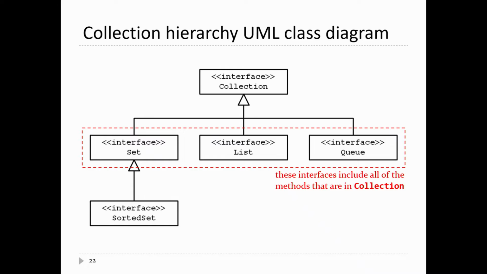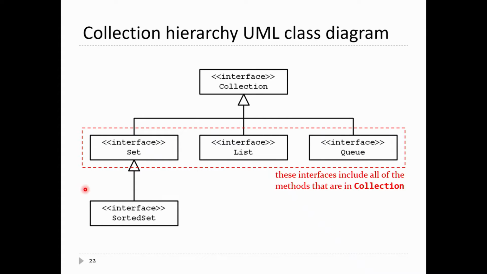So the things shown in red, those are all interfaces. The interfaces include all of the methods that are in collection. So all of these things in red, if you follow the arrow up, you get to collection. And that just means that the set, list, and queue interfaces all include whatever methods are in collection. They are allowed to add their own methods. So there might be a method in list that's not in collection. There might be a method in queue that's not in collection.